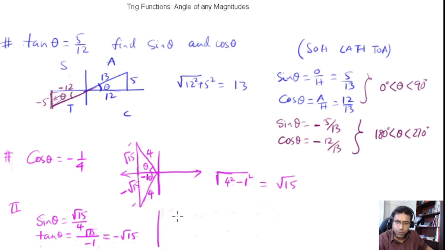And in the third quadrant, for sine theta the magnitude will be the same, only the sign will be negative, as we know in the third quadrant. So it is negative square root of 15 over 4. And tan theta in the third quadrant will be positive, so the magnitude is the same. If you do opposite over adjacent, negative square root of 15 over negative 1 will be positive square root of 15.